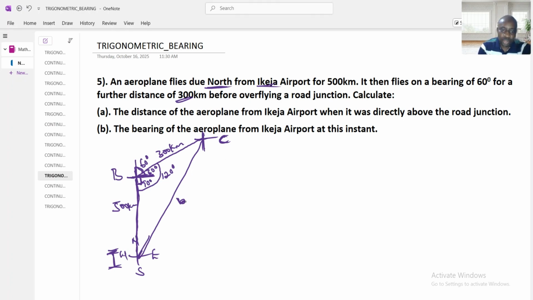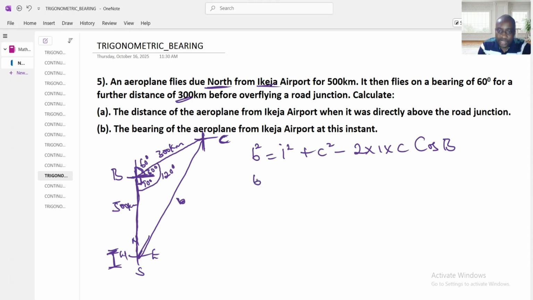The cosine rule we are going to use, we are trying to look for this side, small letter b. b squared equals i squared plus c squared minus 2 times i times c times cosine of capital B. That's it. This is the formula you are going to use to solve this question.